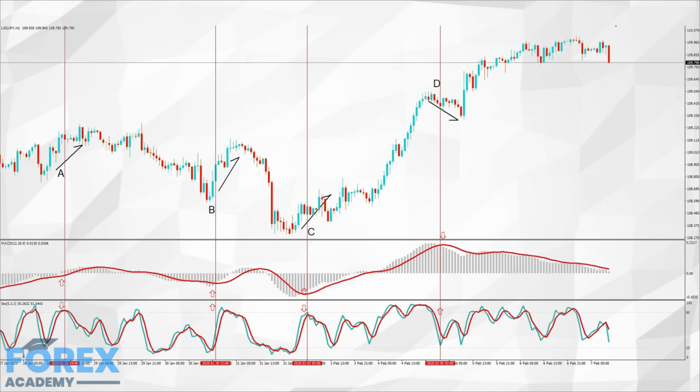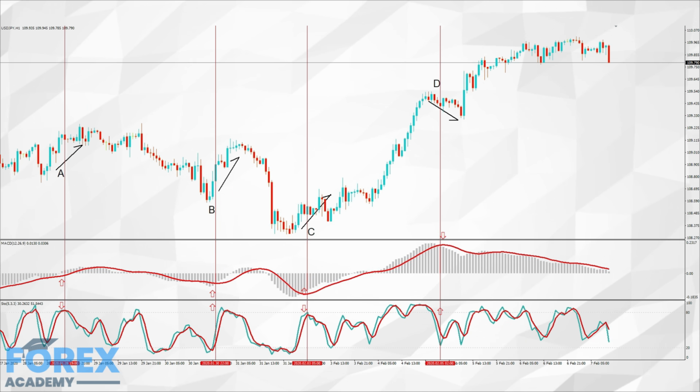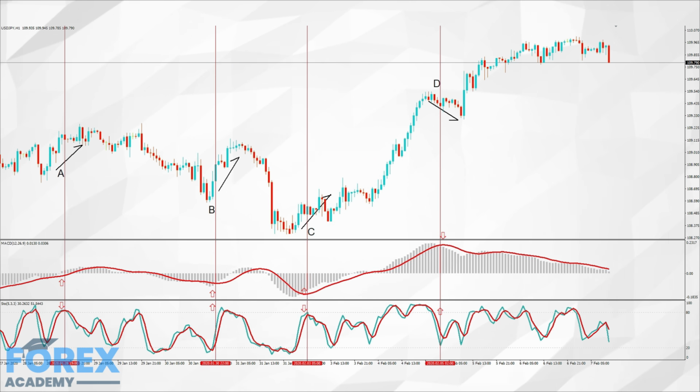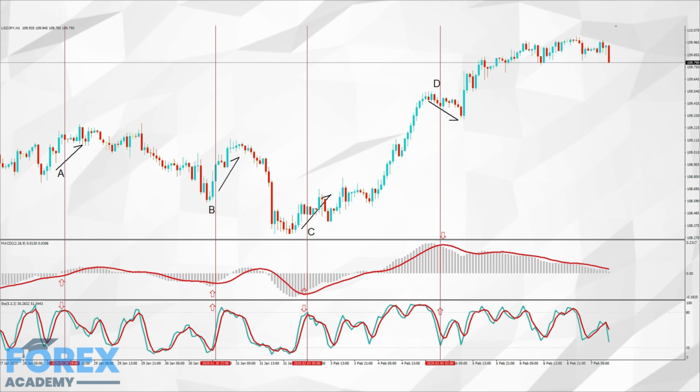In this chart, we are using two commonly used indicators, the stochastic oscillator and the moving average convergence divergence, or the MACD indicator. For a brief recap, the stochastic indicator tells us when an asset is overbought when the two moving averages cross above the 80 level, and when they move beneath the 20 level, the asset is considered to be oversold. The MACD uses one or two moving averages.